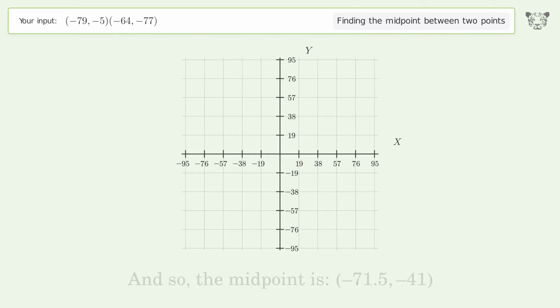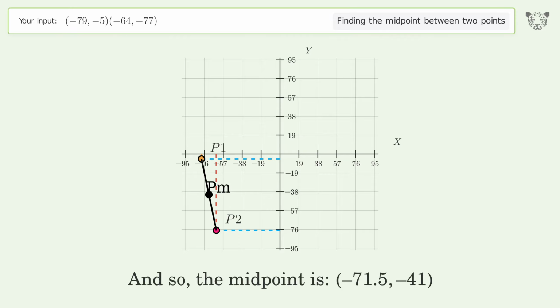And so, the midpoint is negative 71.5, negative 41.